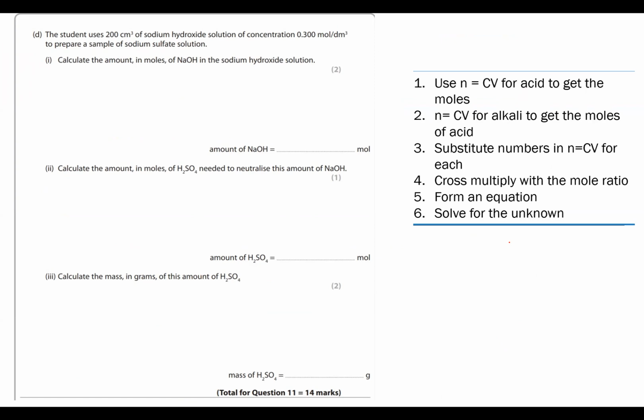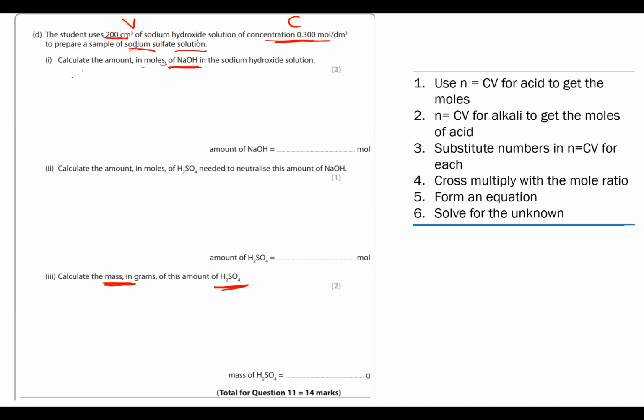The nice thing about this question is that it asks you to find the mass in grams of sulfuric acid. So if you calculate the moles, you can actually go back and convert it into mass. So I'm going to show you how this is done. So 200 cubic centimeters of sodium hydroxide with this concentration, so that's C and that is V. It's good to label on the question. To prepare a sample of sodium sulfate, calculate the amount of moles of sodium hydroxide in this solution.